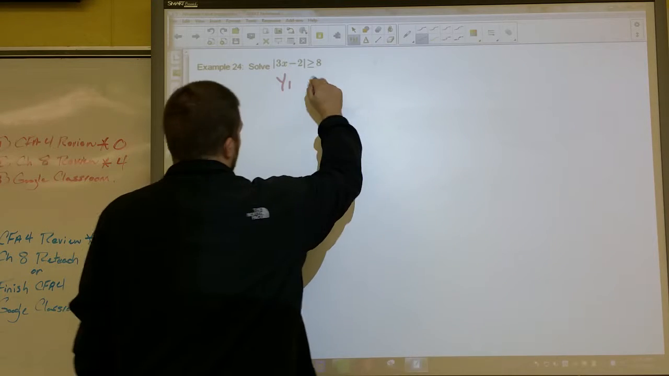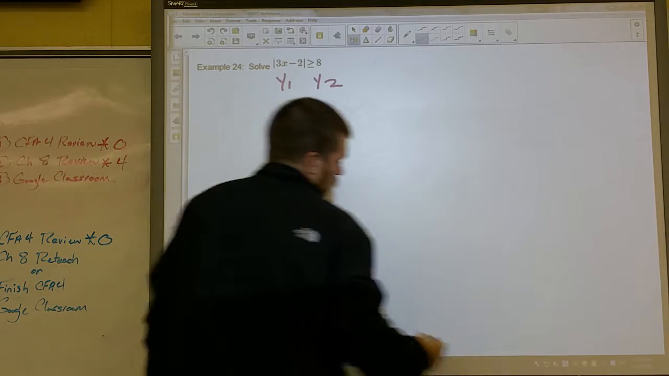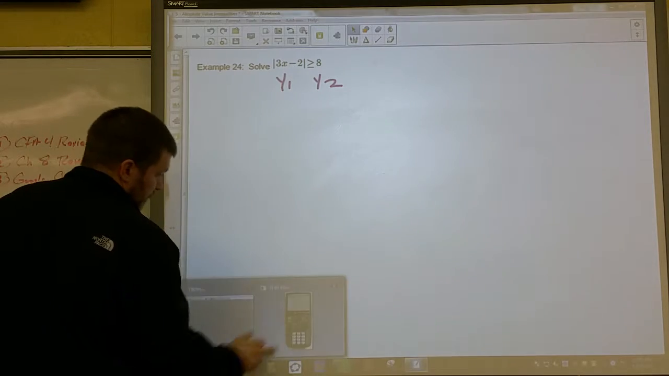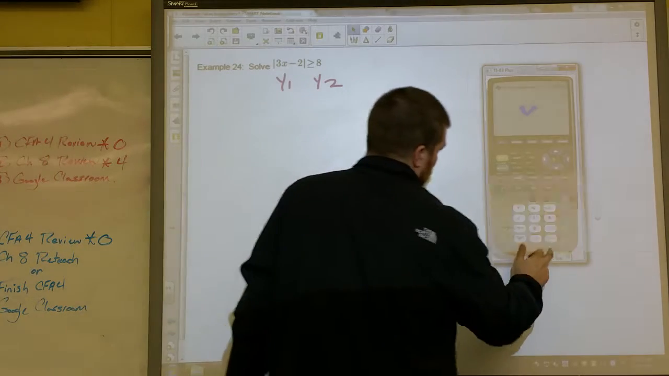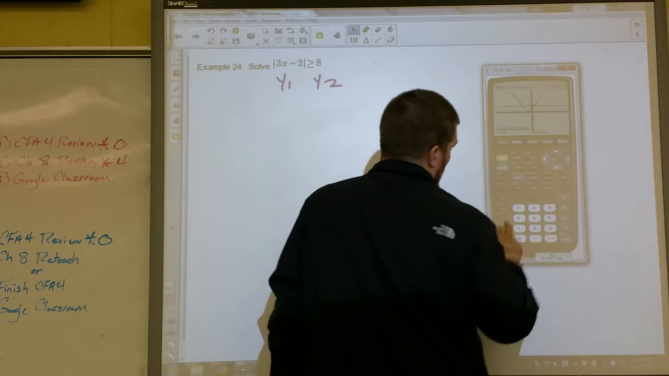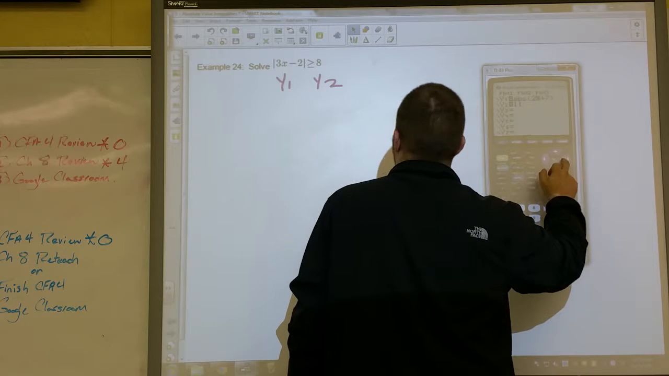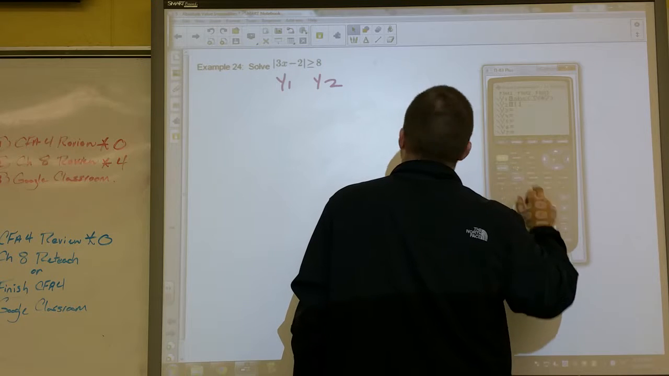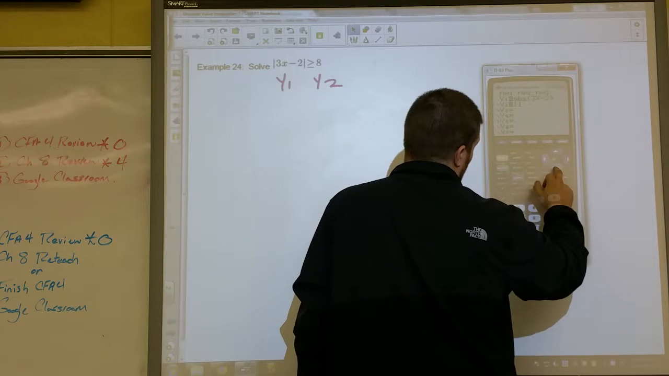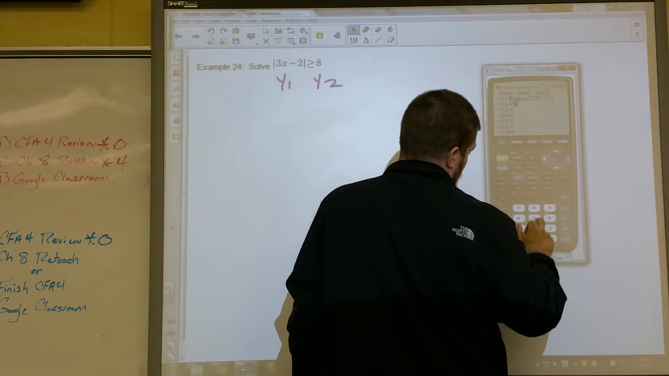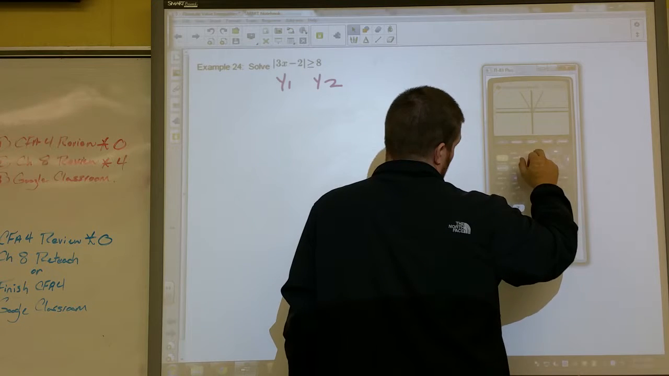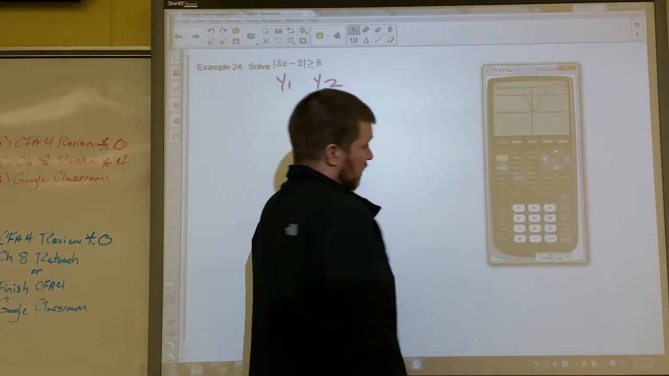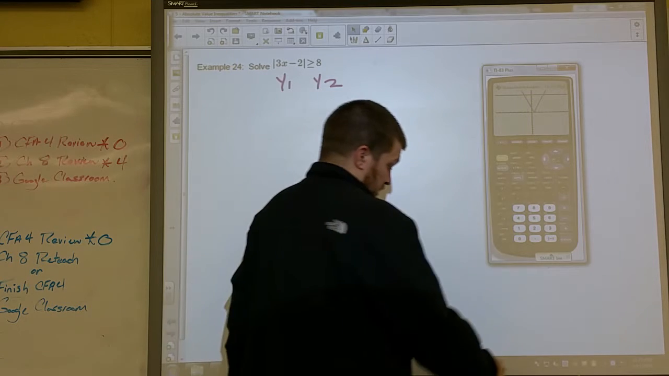So y1, y2. Okay. Clear it out. So y equals, again, ABS, I have 3x minus 2 on the inside. Close it up. Very important that you close it up, and y2 equals 8. Zoom 6, because of new picture, and I see my 2 points of intersection.